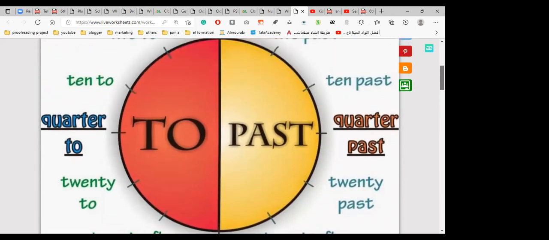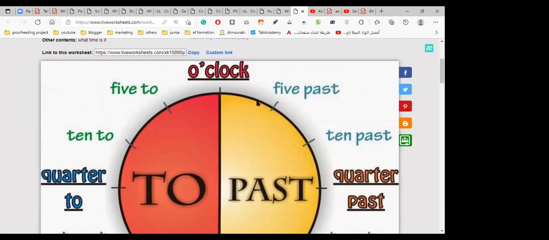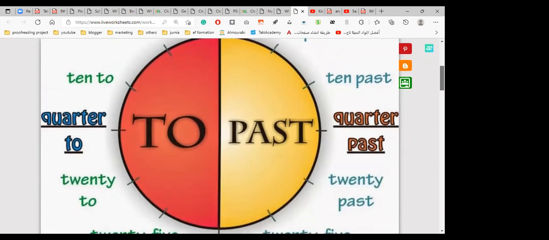Of course, we have not just 5, we have 1, 2, 3, 4, 5, 6, 7. You know all of them. But this is the rule. We have quarter, we have half, we have to, we have past. Okay.